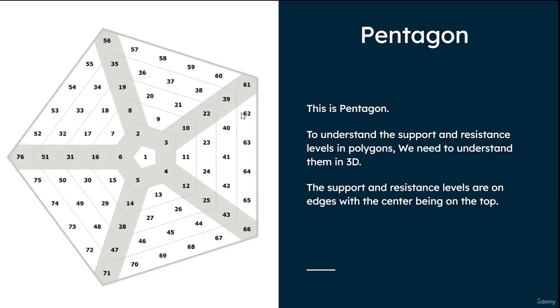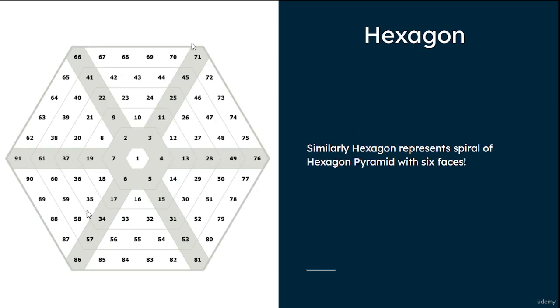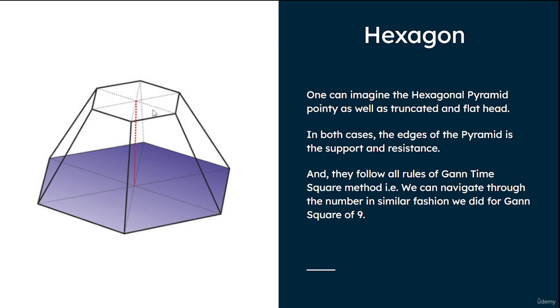Similarly for the pentagon, see the edges. Again, to understand it, imagine this part in 3D. Okay, so the support and resistance level are on the edges with the center being on the top. Similar with the hexagon on the edges. See the edges.